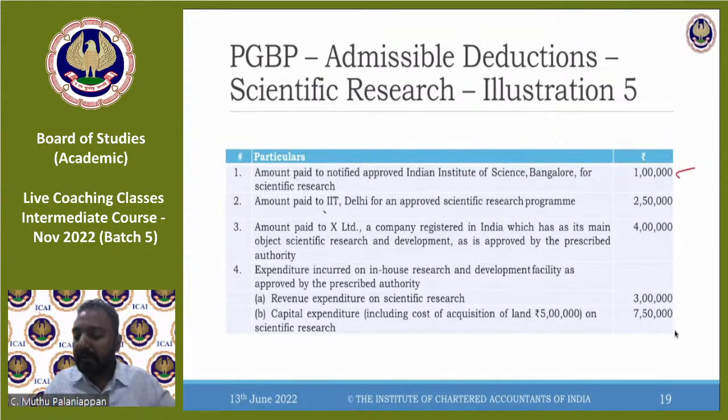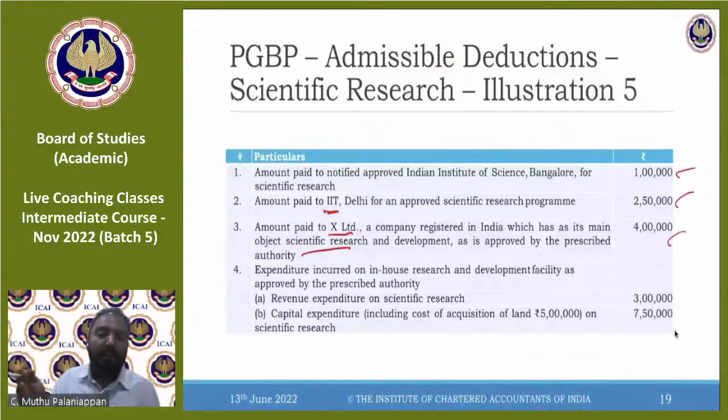Amount paid to IIT Delhi, Indian Institute of Technology. There is a separate category for national laboratory or Indian Institute of Technology. So this is also allowed. 3.5 lakh is allowed. And then amount paid to X Limited. It's a company in India which has its main object as scientific research. So it is eligible. So these are all paid to a third party: paid to a company, an institution, an approved laboratory, that is Indian Institute of Technology.